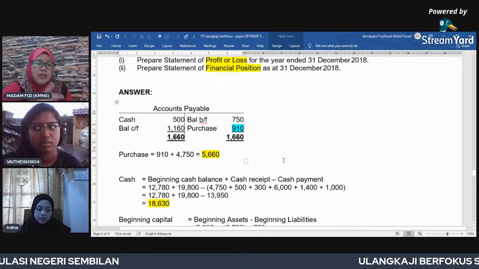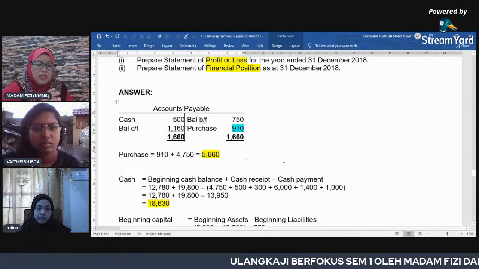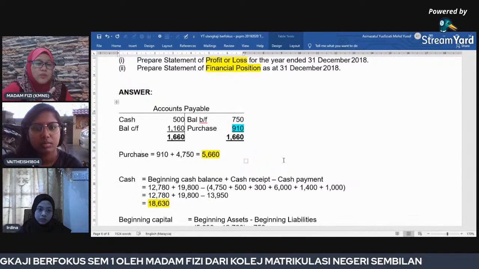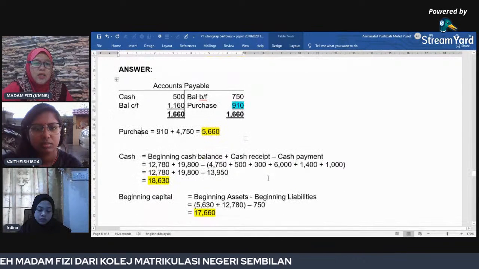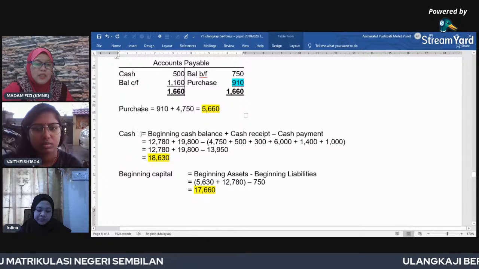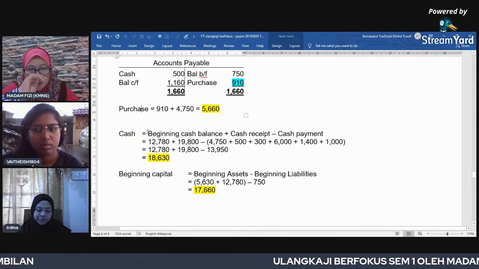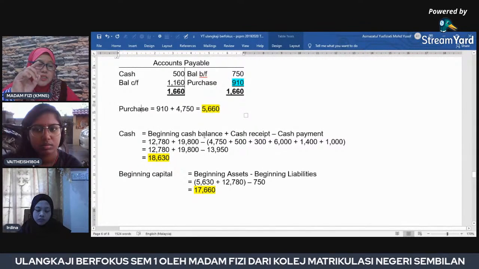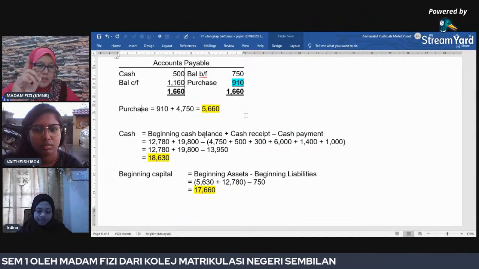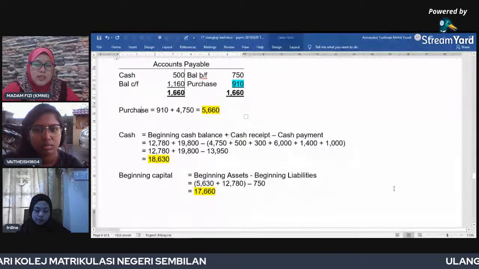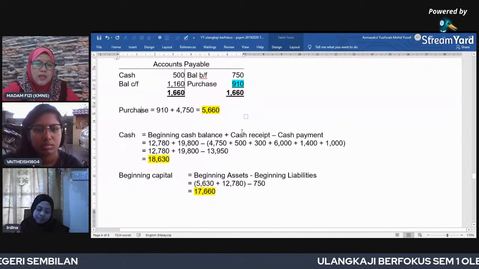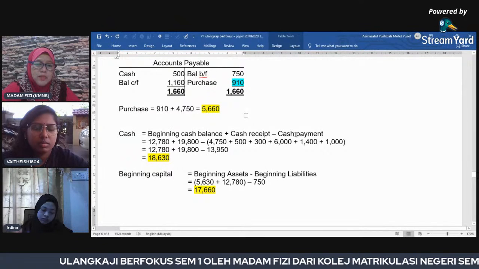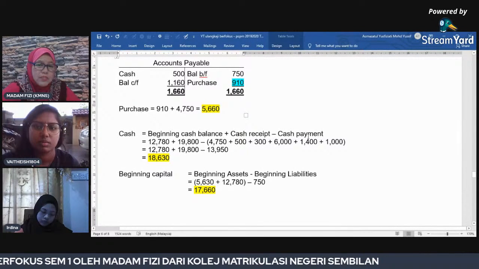Another one, just now we know that the cash closing, or the cash carry forward, is question mark, right? So you have to calculate the cash. So how to calculate the cash? Cash equals to beginning cash balance. Beginning cash balance we can get from the asset and liability just now, plus cash receipt. Cash receipt is at the cash book, whatever we receive, and then minus the cash payment. Cash payment also at the cash book, at the payment side.